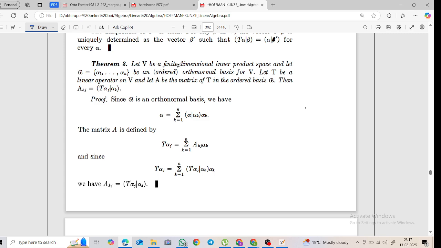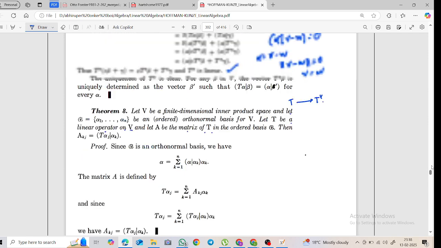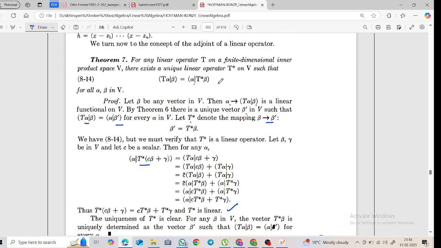Okay, so let V be a finite dimensional inner product space and let beta be an orthonormal ordered basis, T be a linear operator on V, and let A be the matrix of T. Now see, T and T star, you saw how we got T star from T. And T star was a linear map from beta to beta prime. There is actually a way where they define T star from V star to V star.